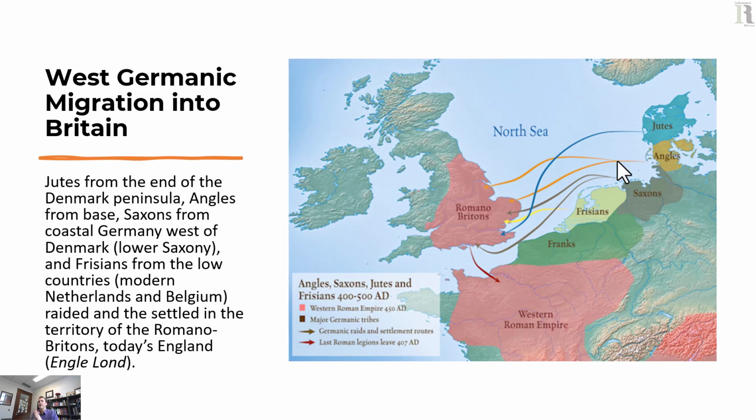Whoa. The Saxons were another Germanic group who came from coastal Germany, so this area west of Denmark, an area which I think is known as Lower Saxony. Then there were the Frisians, another group who came into Romano-Britain, and many of them remained behind as well, and they spoke the language most closely related to the Angles and the Saxons for reasons you can see now.